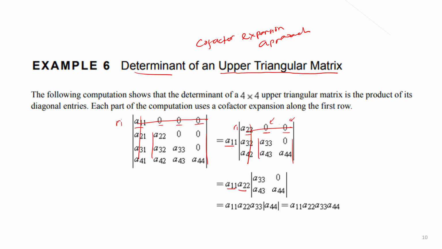And then finally we can choose another row, this one, to calculate this, which is this one. So it will be a11 a22 multiplied by a33 and the determinant of a44. And remember, a single-entry matrix determinant is the entry itself, so it will be a11 a22 a33 a44, which equals its diagonal.